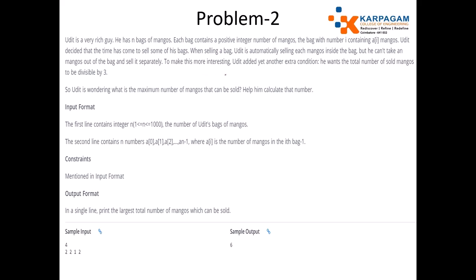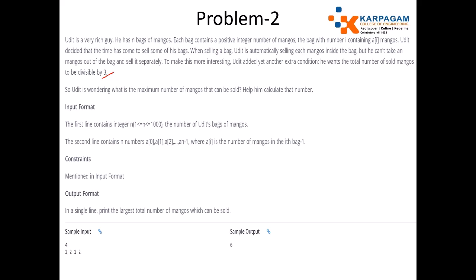To make this more interesting, Udit added another extra condition. He wants the total number of sold mangoes to be divisible by 3. So while selling the bags, we need to check whether the total number of sold mangoes is divisible by 3. Udit is wondering what the maximum number of mangoes is that can be sold. Help him calculate the number. He has to sell his bags with the mangoes inside, but the constraint is that the total number of sold mangoes must be divisible by 3.